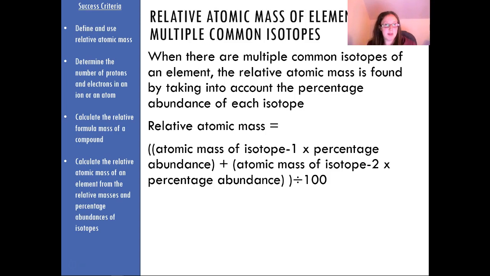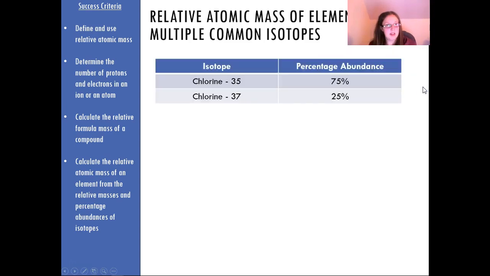So we do the atomic mass of isotope number 1 multiplied by its percentage of abundance, plus the atomic mass of isotope 2 multiplied by its percentage abundance, and then we divide by 100. Now if you had 3 isotopes, you just do the same thing, but for 3 of them instead of the 2 of them. So let's look at one with real numbers to help. So we've got chlorine 35, which is 75% abundant, and chlorine 37, which is 25% abundant.